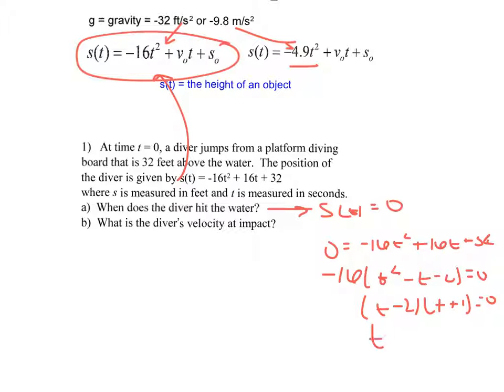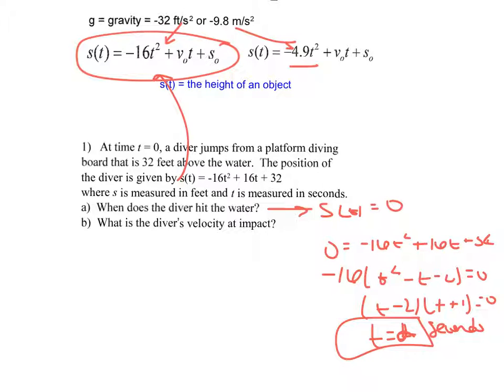So we end up with t equals 2 and t equals negative 1. Hopefully it makes sense that we're only keeping the t equals 2 because you can't have negative seconds. So it takes 2 seconds. Now, then it says, what is the diver's velocity at impact?